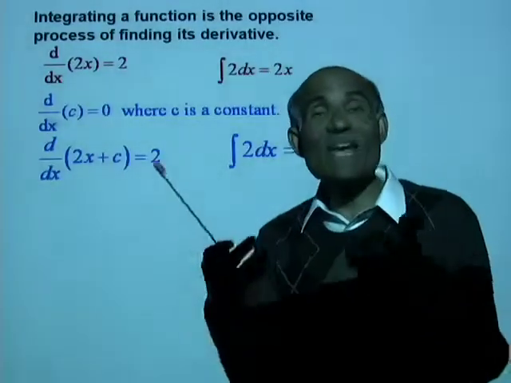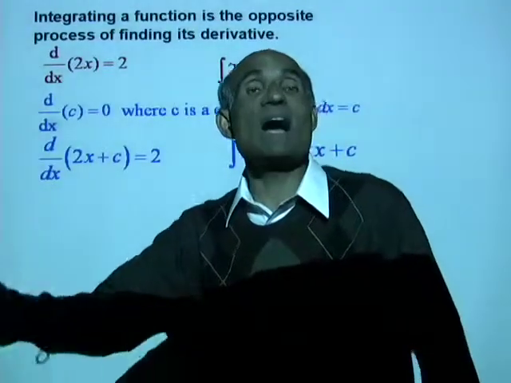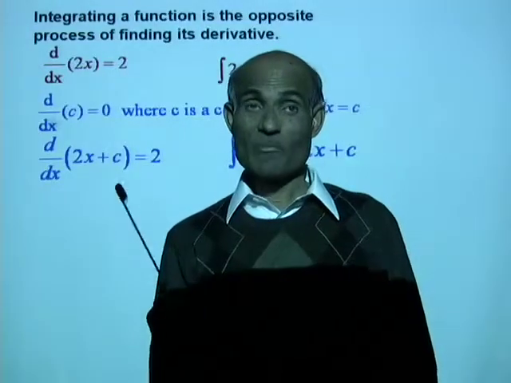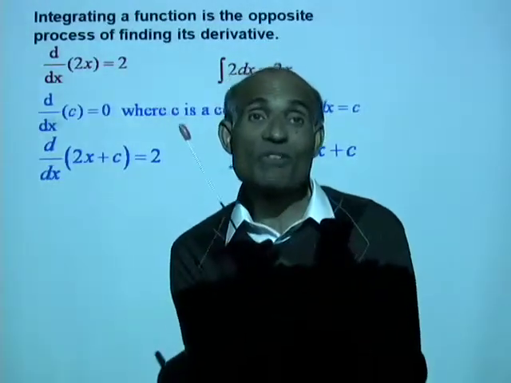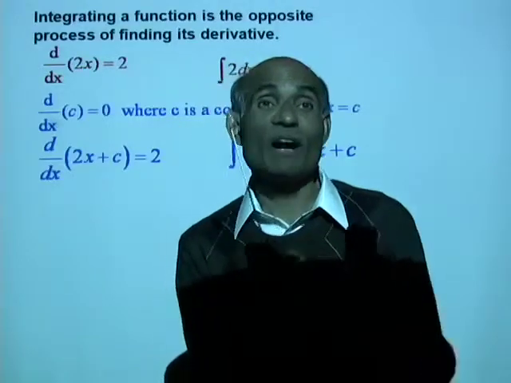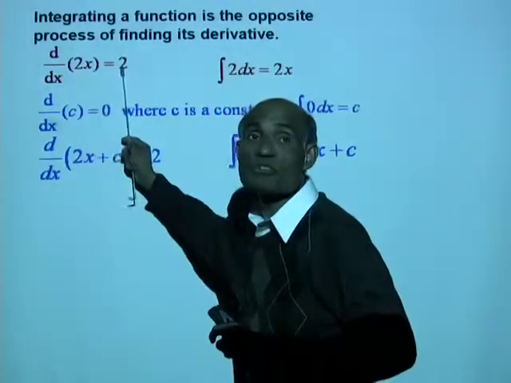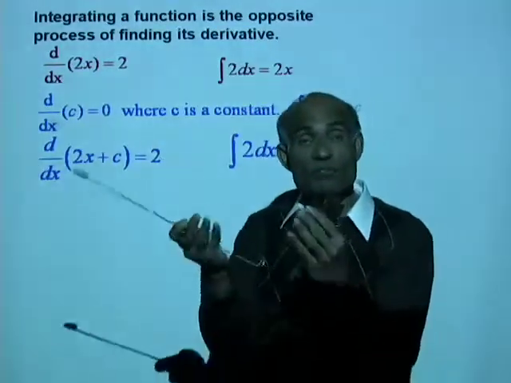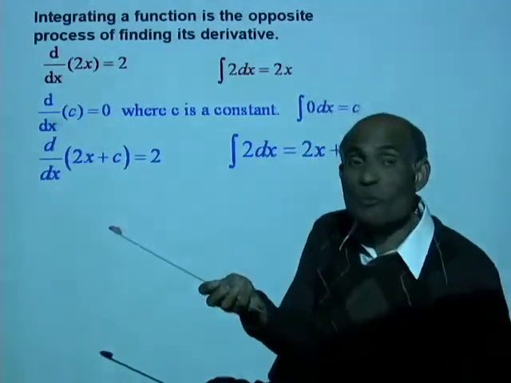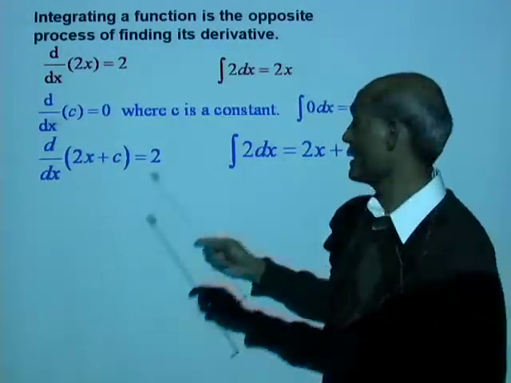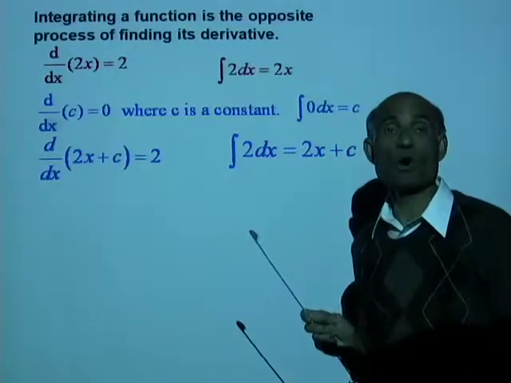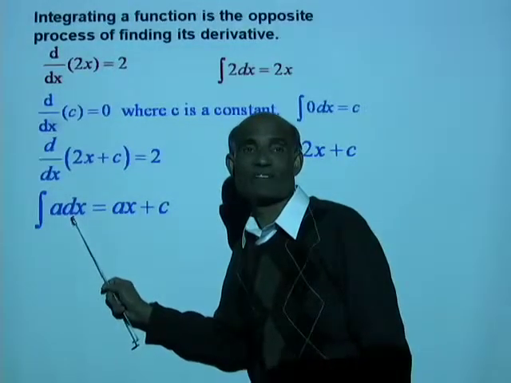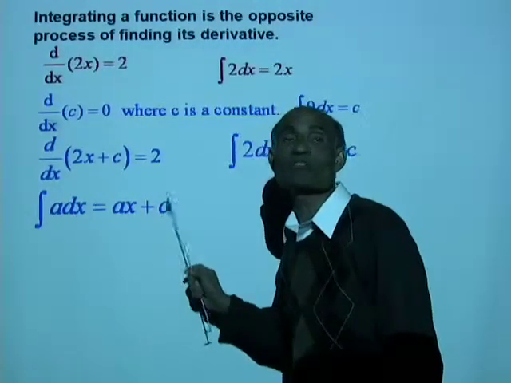When you integrate any quantity, you always add a c, a constant, to that. Why do you have to do that? Because the derivative of a constant is 0, and therefore when you find the derivative, the c disappears. And when you find the integral, when you do the opposite process, you must get that c from somewhere. So when you do the integration, always add a c. Integral a dx equal to ax plus c.